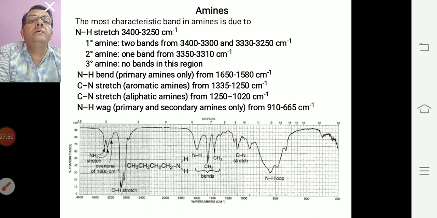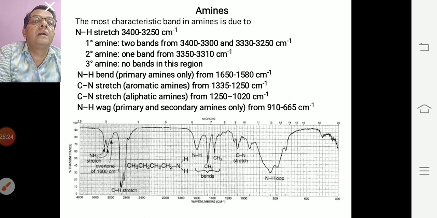NH bend, primary amine only, from 1650 to 1580 per centimeter. CN stretch of aromatic amines from 1335 to 1250 per centimeter, and CN stretch of aliphatic amine from 1250 to 1020 per centimeter, and NH wagging, primary and secondary amine only, from 910 to 665 per centimeter.